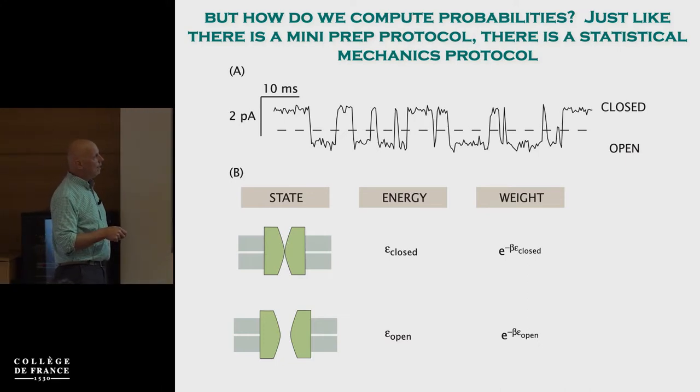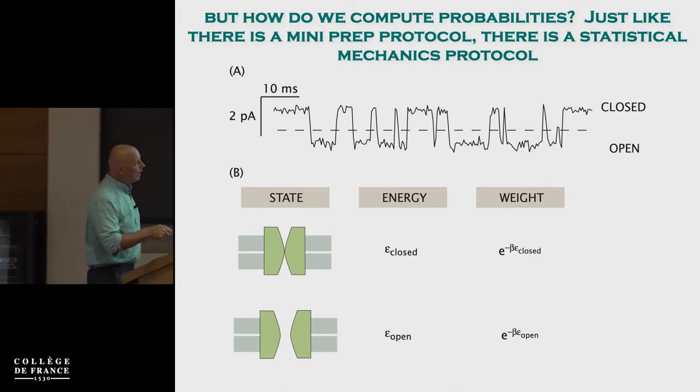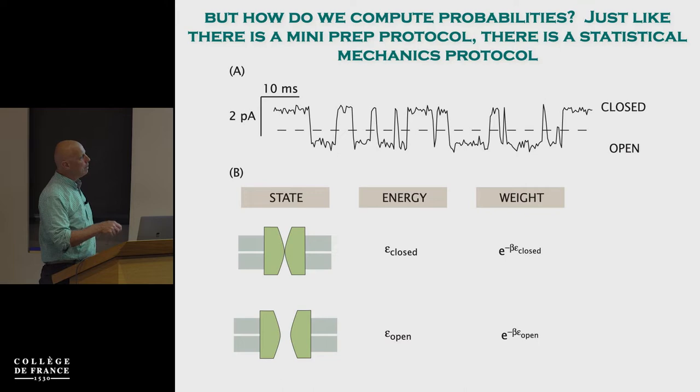So here's the state when it's closed. Here's the state when it's open. I assign to the closed state an energy epsilon closed, and to the open state an energy epsilon open. Then I can compute the relative probabilities of these two things by taking e to the minus the energy divided by kT. I've just represented 1 over kT with beta. And so what comes out is the probability of this thing being open and closed. So what does this all have to do with allostery?